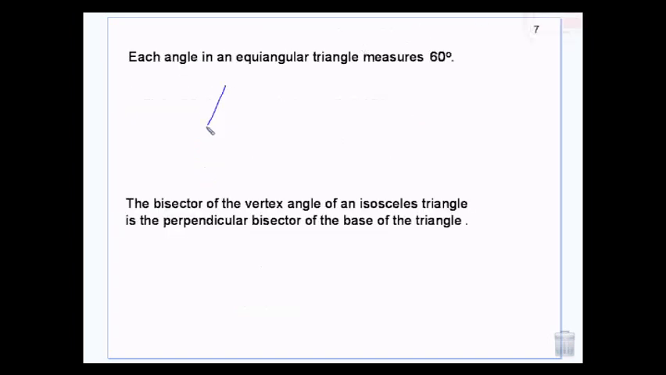An equiangular triangle, right? So I've got some triangle and all the angles are the same. They're each 60 degrees because I have three angles that are exactly the same. So they have to be 60 degrees. Does that make sense?